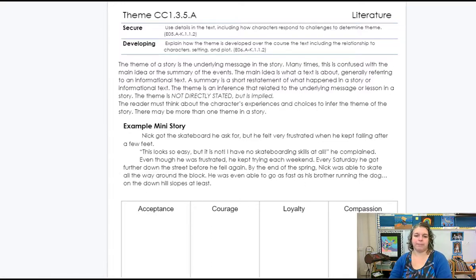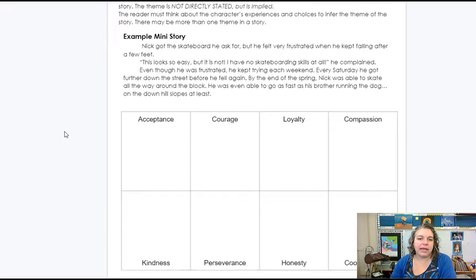So here's a mini story. Nick got the skateboard he asked for, but he felt very frustrated when he kept falling after a few feet. "This looks easy, but it's not. I have no skateboarding skills at all," he complained. Even though he was frustrated, he kept trying each weekend. Every Saturday he got further down the street before he fell again. By the end of spring, Nick was able to skate all the way around the block. He was even able to go as fast as his brother running the dog, on downhill slopes at least.